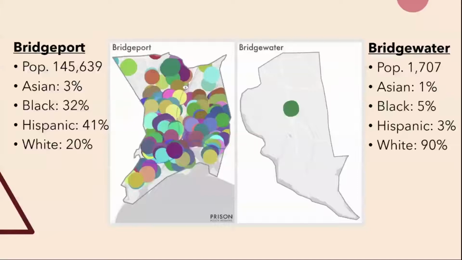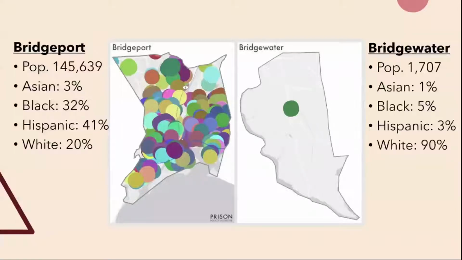So redlining in Connecticut led to residential segregation by race, where we see higher populations of white folks in rural areas and higher populations of BIPOC folks in urban areas. Take Bridgeport and Bridgewater as examples. Bridgewater has a population of just under 2,000 and is 90% white. Bridgeport, however, has a population of 145,000 and is made up of 3% Asian, 32% Black, 41% Hispanic, and 20% white. We can clearly see a difference in how this policy affects these towns.